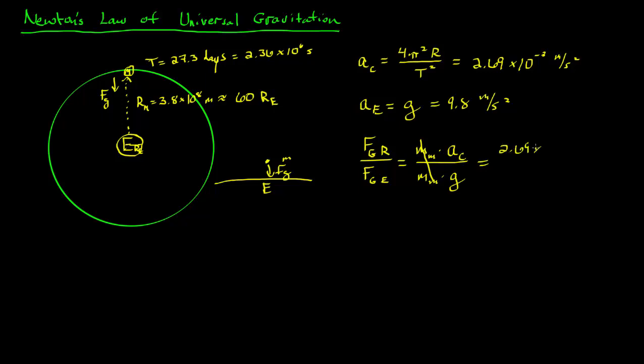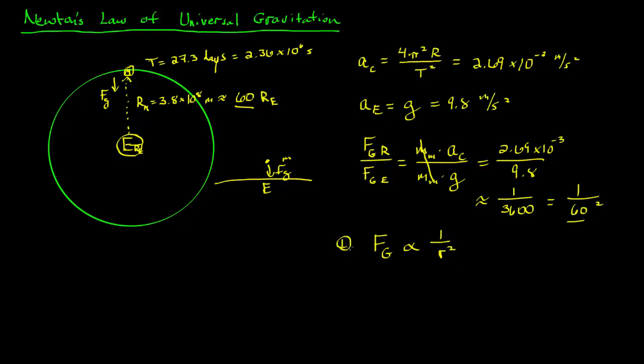2.69 times 10 to the negative 3 divided by 9.8 is very close to 1 over 3600, which happens to be equal to 1 over 60 squared. And that 60 is right here: at 60 times the radius, we have this ratio. So what you could deduce from that is that the gravitational force is proportional to 1 over r squared.